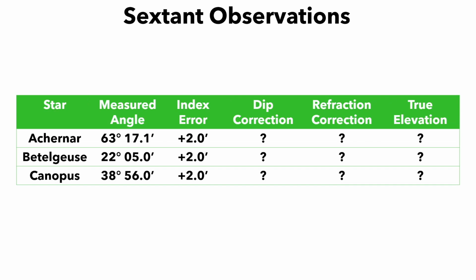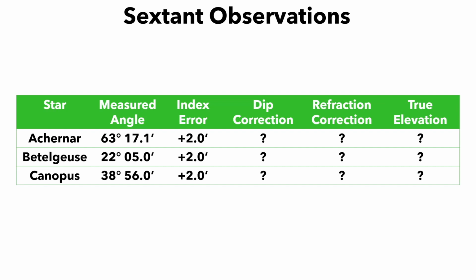All right, next step is to apply the index error correction. And the index error is just the calibration error in the instrument itself, so it's not really that relevant to this process. In any case, let's add 2 arc minutes to our measured angles.